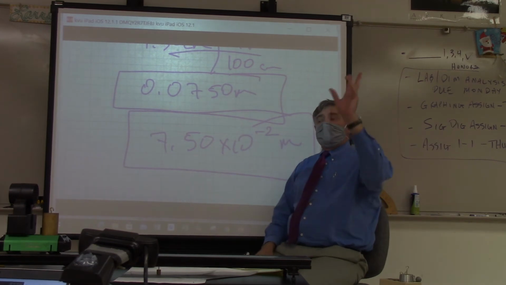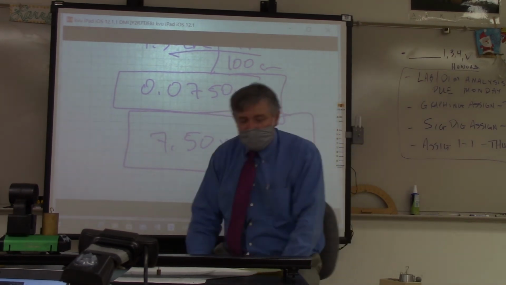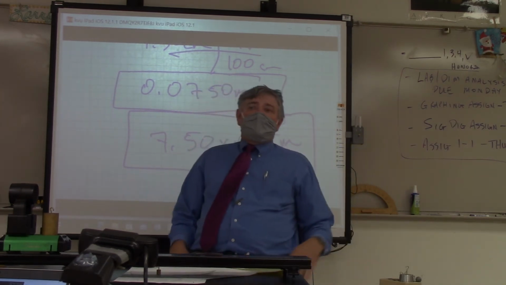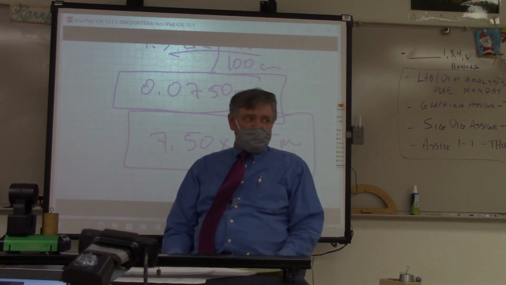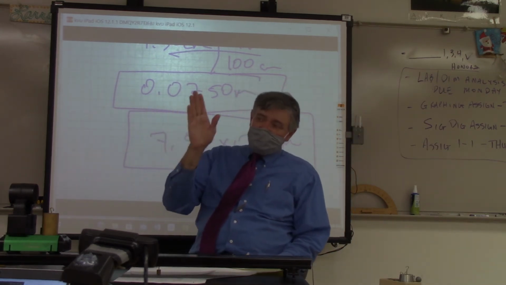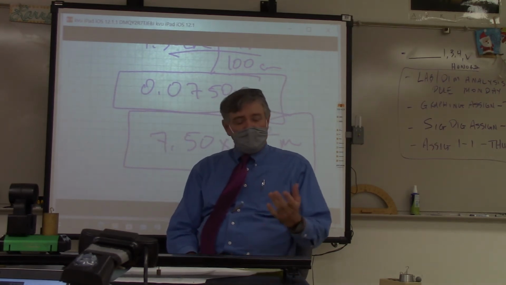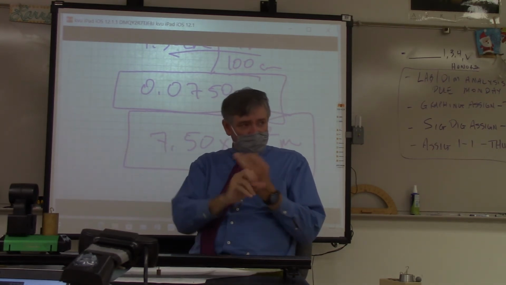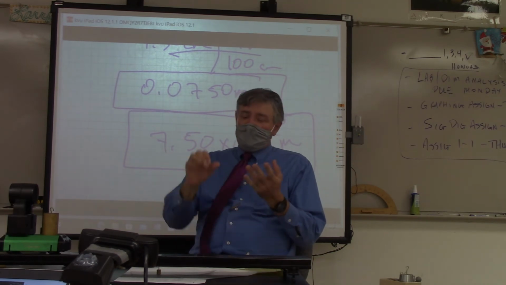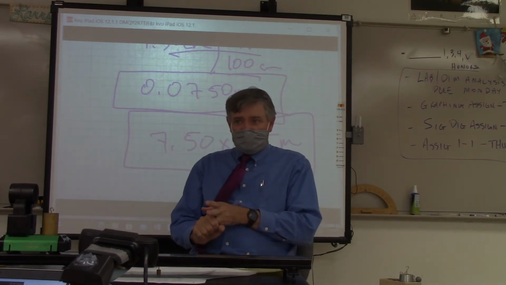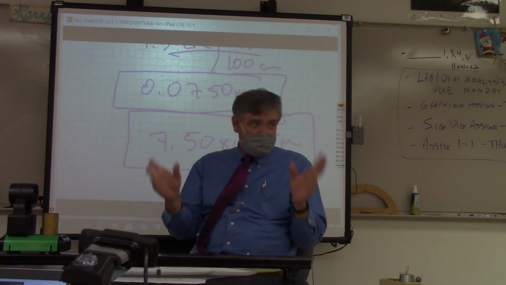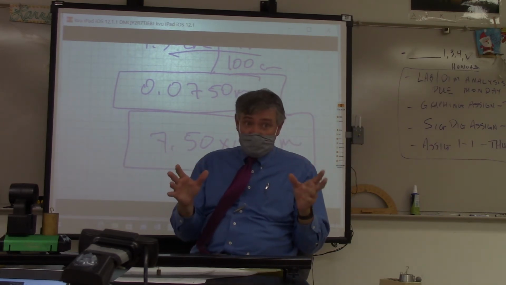Now, here's the decision that you all have to make when you write down answers in my class. There are 2 decisions that you have to make on every answer you write down. One is, what units do I put? And the other is, how many significant digits do I put in my answer? Those are the 2 decisions that you have to make.